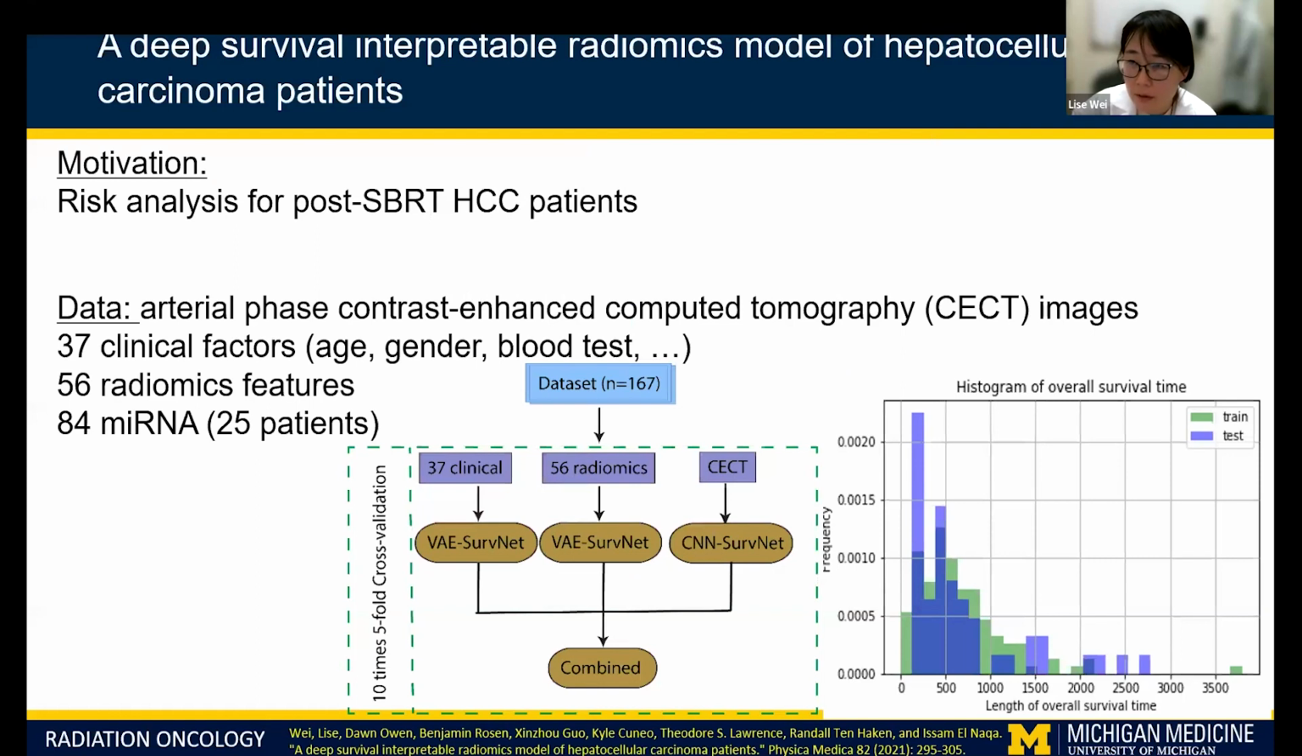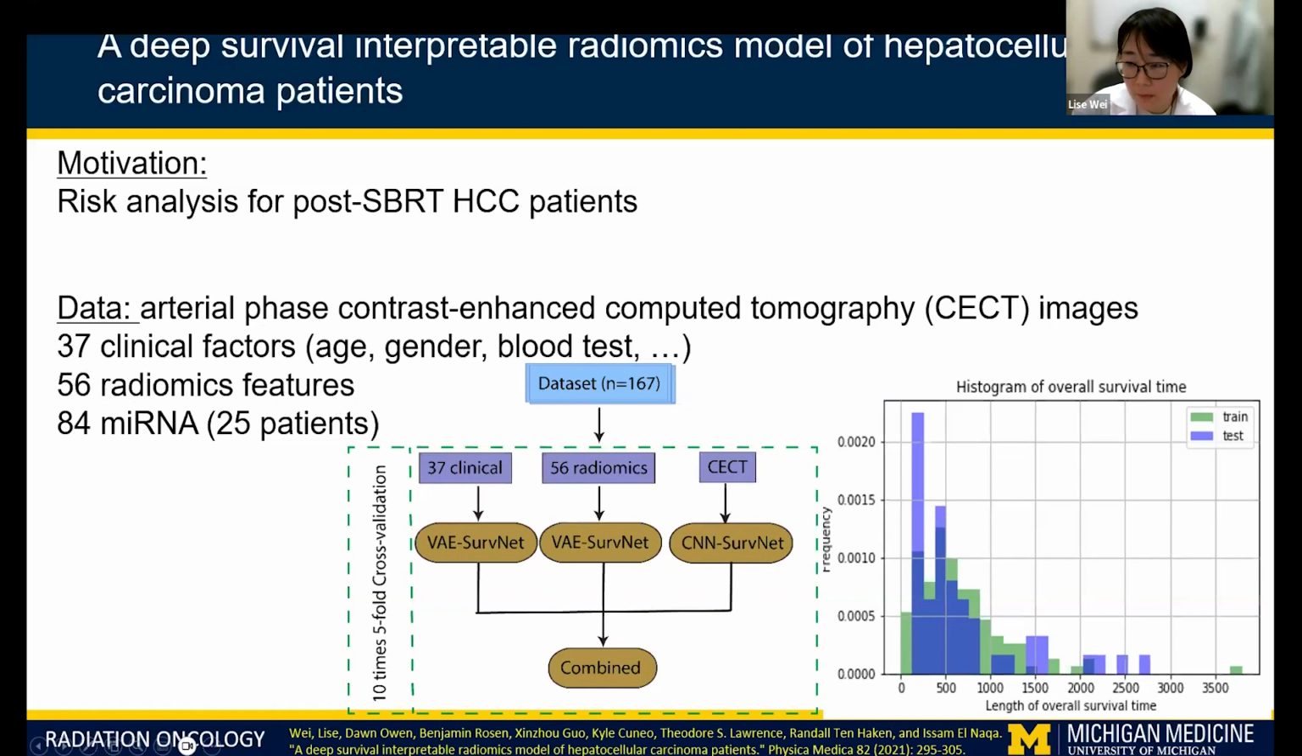Okay, so I will talk a little bit more about HCC. This is a second project where we have also used multimodality data. It's a deep survival interpretable radiomics model to predict survival. The data we have is still contrast-enhanced CT images, and there are some other variables: 37 clinical factors, including age, gender, and the liver function test. And there are 56 radiomic features.